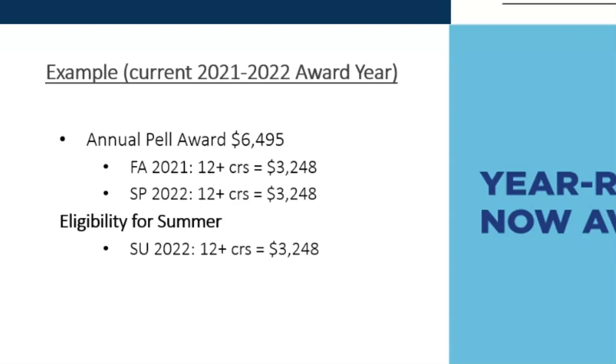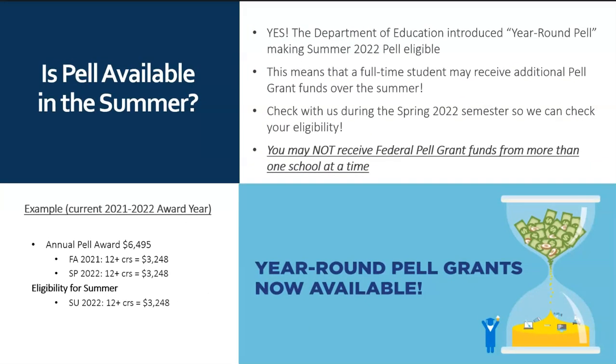This means that you are eligible for summer to receive $3,248 if you are also interested in taking 12 credits or more. If you are not interested in taking 12 credits or more and would like to go part-time, you do have a minimum requirement of taking 6 credits.